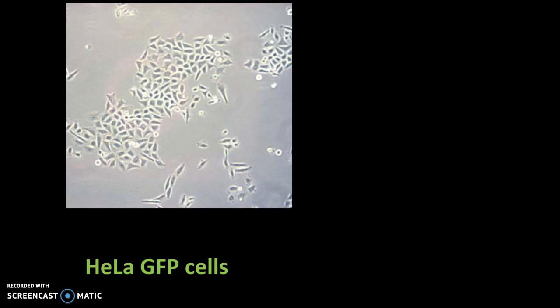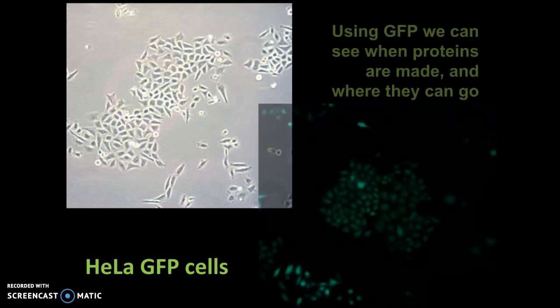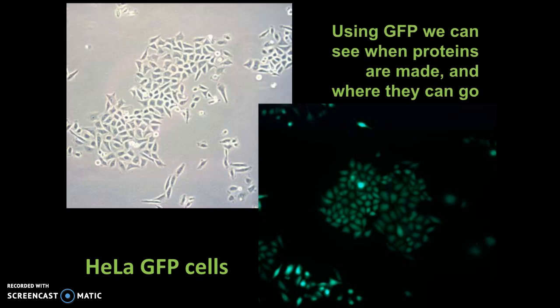So we can see these HeLa cells under light, and then under UV, and under UV the green fluorescent protein starts to glow. The excitation originally was UV. Now there are lots of different excitation wavelengths and different colors. It's not just green anymore. There's a whole bunch of different colors.